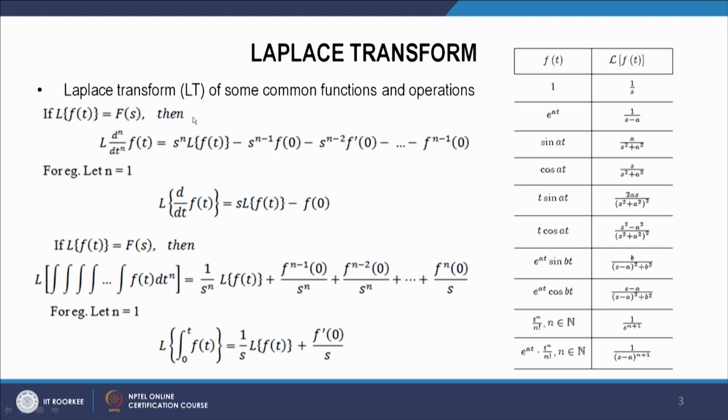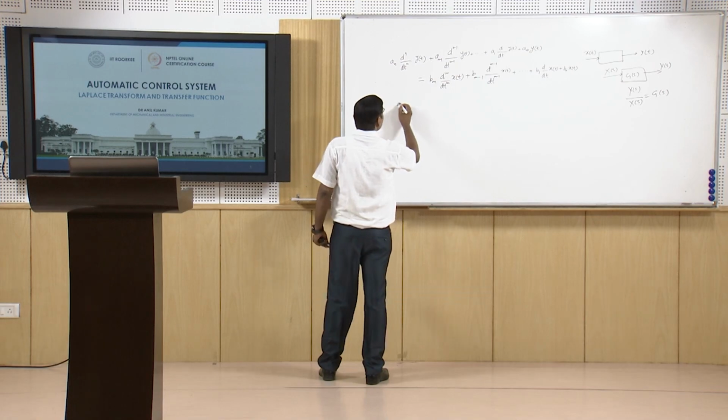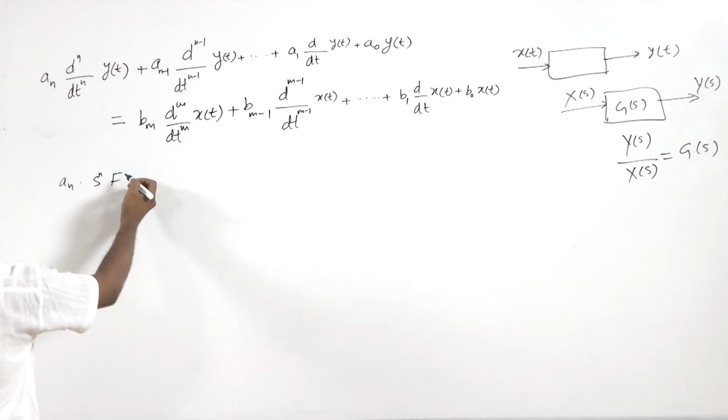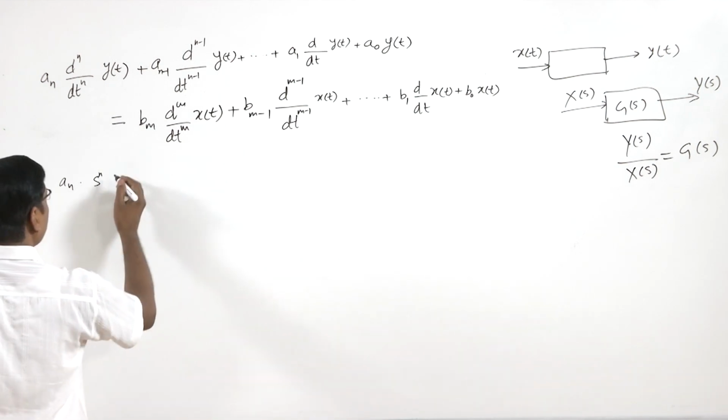So we see that except for the first term s^n L{f(t)}, all the other terms take the values at the initial conditions, and in the definition of the transfer function we already said that the initial conditions should be 0. So all these terms except the first term will be 0. So the Laplace transform of d^n/dt^n f(t) equals s^n L{f(t)}, and L{f(t)} is F(s). So we have s^n F(s). So here we can write a_n s^n Y(s), because here our function is y(t), so we say Y(s).